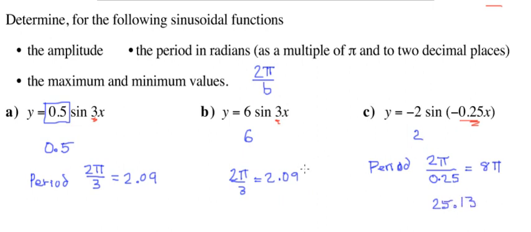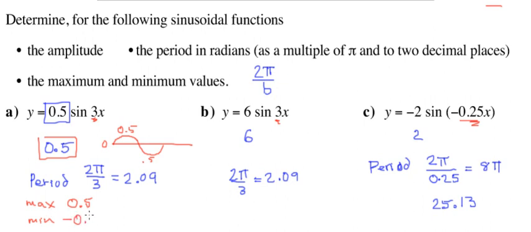Now, last thing, they want the maximum and minimum values. Well, those are easy because we have the amplitude. An amplitude of 0.5 for a sine function means it's centered around 0, it has hills that are 0.5 of a unit high, and it has valleys that are 0.5 of a unit deep. So for this one, the max will be 0.5, and the minimum will be minus 0.5. It goes half a unit up, half a unit down.